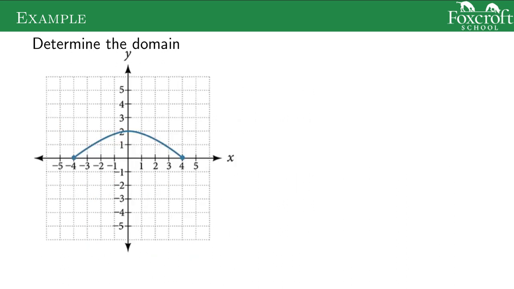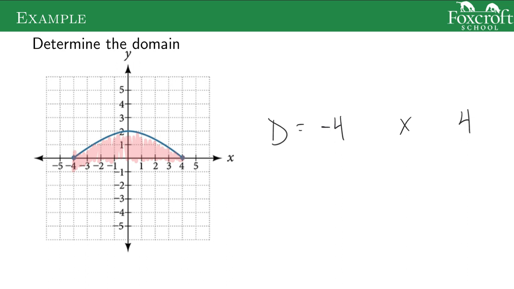Now, determine the domain of this function. I'm thinking in this x direction. If I think about the far left of my graph, I start at -4, and I hit all these x values along the way until I stop at 4. So my domain is x is to the right of -4 and to the left of 4.